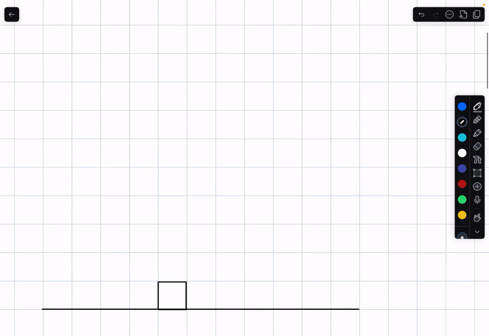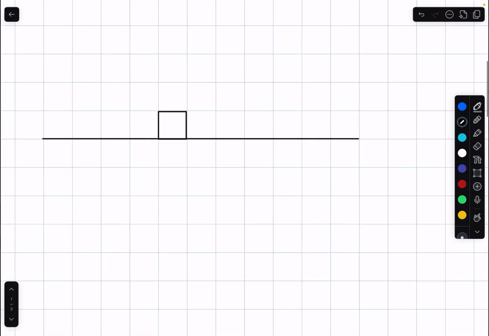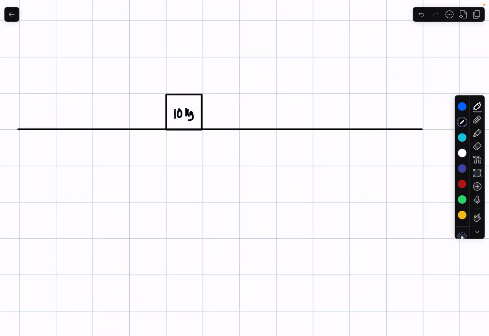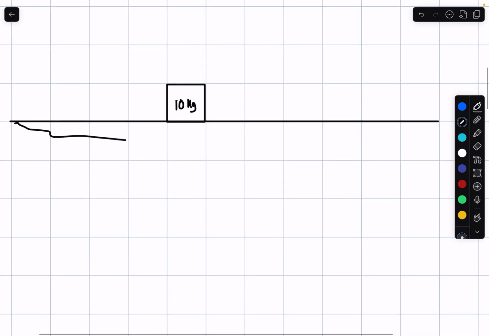So we'll do a quick example here. If we have this box, we'll say the box weighs 10 kilograms, and it's on this frictionless floor here, so there's no friction, nothing slowing it down, and we apply a force of, we'll say, 20 newtons, how fast is this box going to accelerate? How fast will the box's speed change?